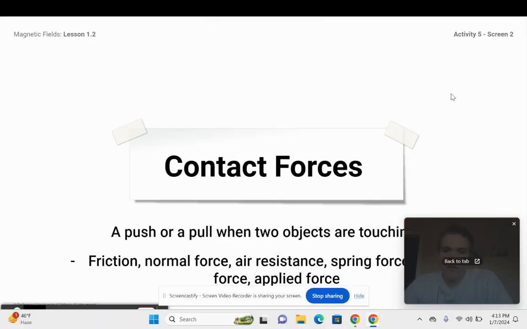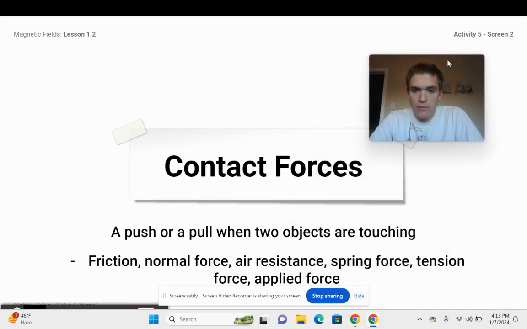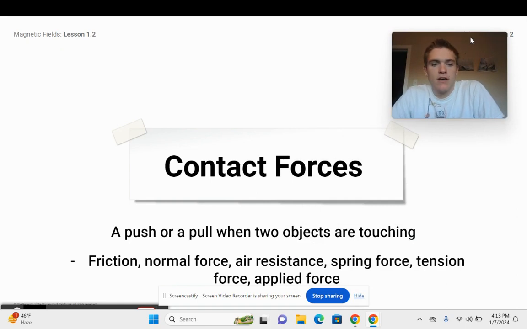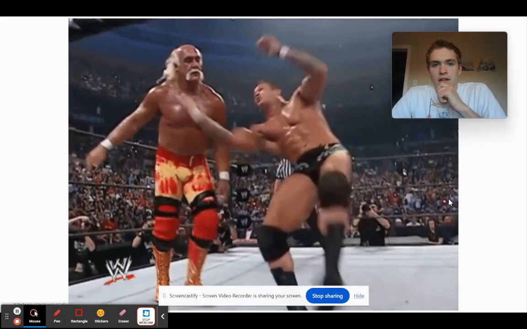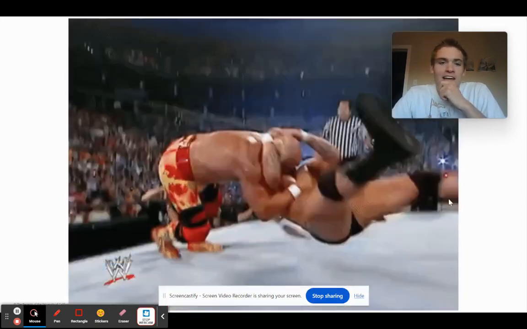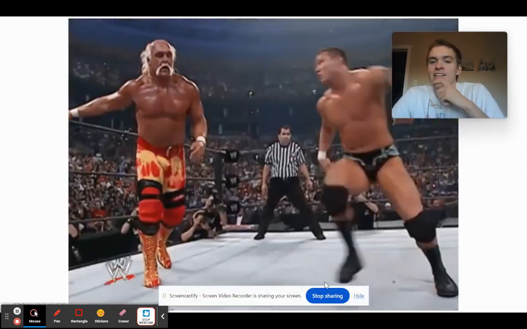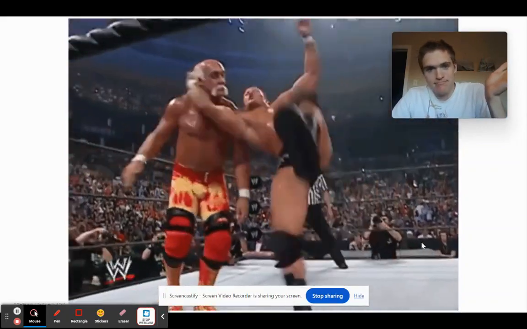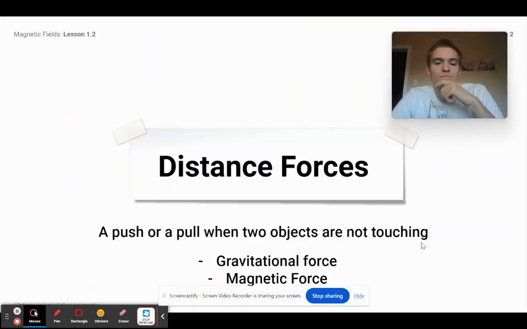Contact forces are a push or a pull on an object when two objects are touching. This is friction, normal force, air resistance, spring force, tension force, applied force. We learned about some of these in the last unit. This is an example of a physical force, an RKO. This man is slamming this guy into the ground. That is an applied physical force.